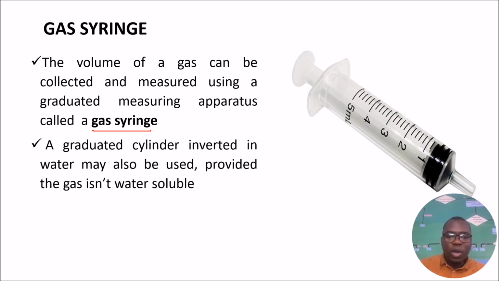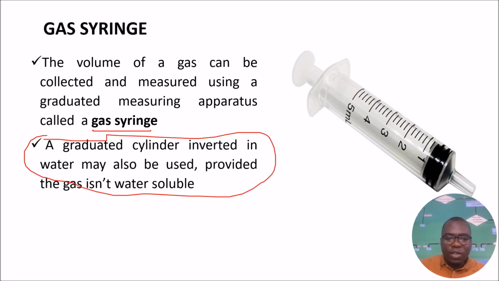A graduated cylinder inverted into water may also be used provided the gas isn't soluble. So we have an alternative here. If you don't have the gas syringe, then you can also use a graduated cylinder. You invert it into water, and it will be able to collect the gas, but this will be dependent on the nature of the gas. If the gas isn't soluble in water, then well and good.